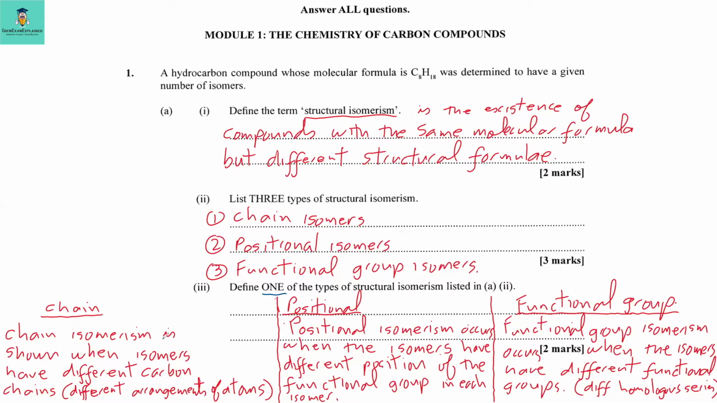Chain isomerism is shown when isomers have different carbon chains, that is, different arrangement of carbon atoms. For positional isomers, this occurs when the isomers have different position of the functional group in each isomer. And for functional group isomers, this occurs when the isomers have different functional groups and therefore different homologous series. So if you're looking at functional group, you can move between an aldehyde and a ketone. You can move between esters and carboxylic acid, and between alcohol and ether.